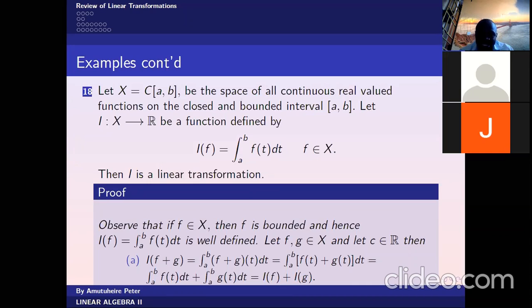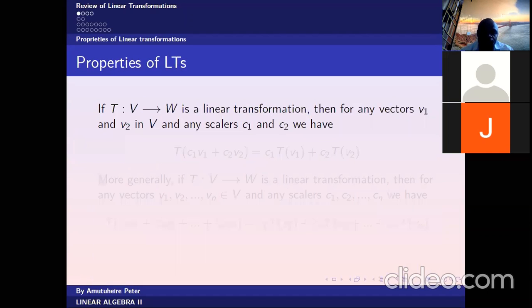So our next subsection is the properties of linear transformations. Where I write LTs, those are linear transformations. The first property is that if we have a linear transformation T mapping V to W, then for any vectors V1 and V2 in V, and any scalars C1 and C2, when we add, we should get this at once.